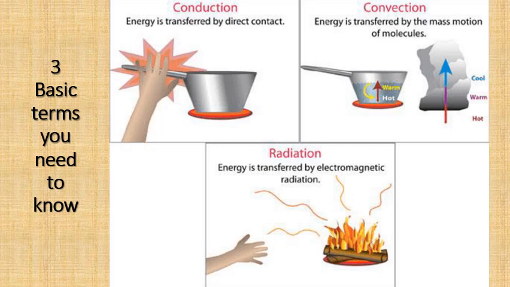A hand which is close to a fire, it's not touching the fire. There's no cyclic movement taking place from warm to cold and from cold to warm, but still you feel heat, and that is radiation. So we'll be learning about how radiation happens from the sun to the earth and from the earth to the sun. So now you understood the three basic terms, you'll be able to easily understand the chapter.